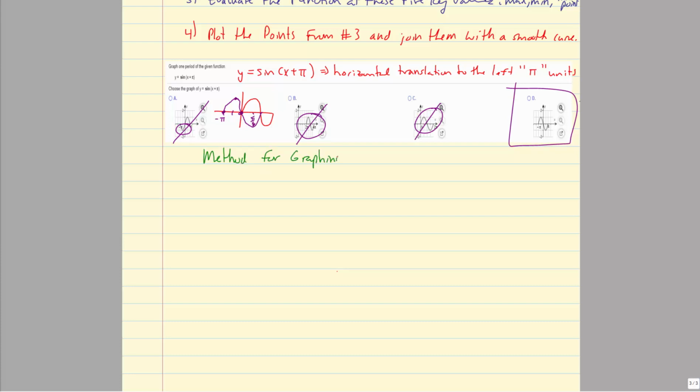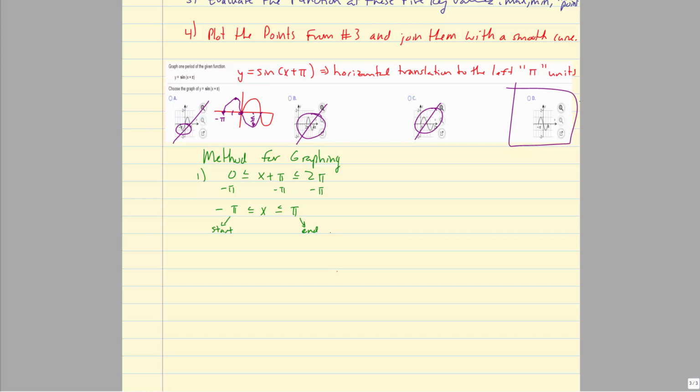So for our method for graphing, what we do is we take step 1, we take this x plus pi, and we bracket it in between the period for sine, which is 0 to 2 pi, and then I solve for x. So I subtract pi from the middle and both sides, and I end up with negative pi less than or equal to x less than or equal to 2 pi minus pi, which is pi. So this is saying my new start point and my new end point will be given. So this is my end point.